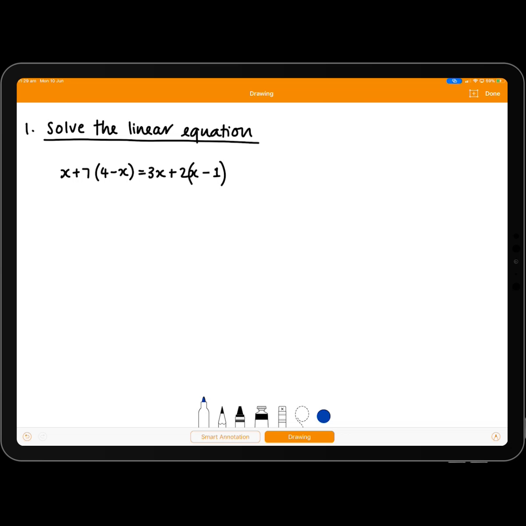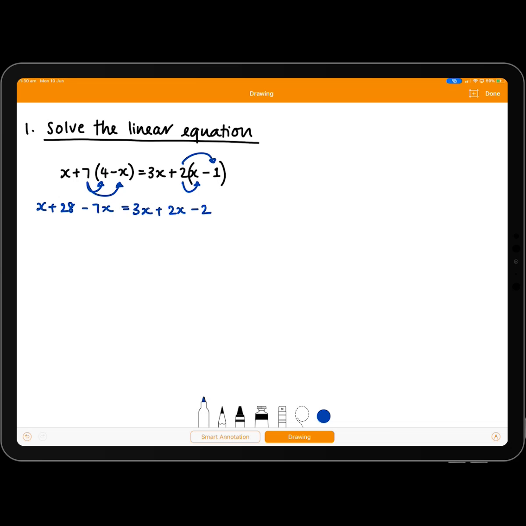So that means to expand the brackets where necessary by applying the distributive law. So let's write this question out in a more expanded form. We've got x plus 7 times the 4 will give us x + 28. Then positive 7 times negative x is -7x. And that equals 3x plus 2 times x, which is 2x. And then 2 times negative 1 will give us -2.